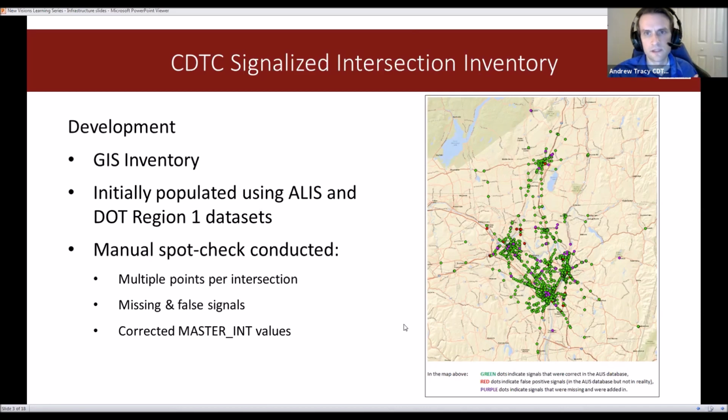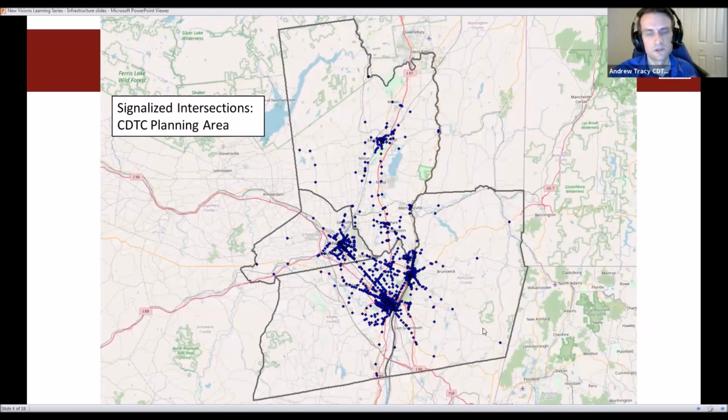There were signals missing, which I added in, and there were also a lot of false positive signals. For example, in places where a signal had been upgraded to a roundabout, but the signal remained in the inventory, so I removed those. And in addition, there were a lot of places where the ALICE data used what was called a master int value to identify the intersection where the signal was, and I had to go through and correct some of those by hand as well. But I won't go into too much detail about that. I just want to show you the results.